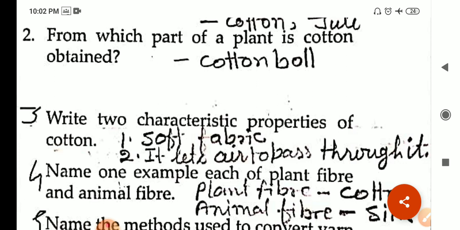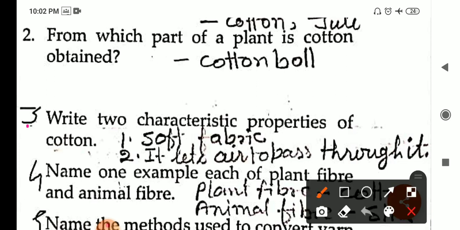One more characteristic you can add is that it absorbs sweat also, right? Okay, then it is good for the summer season because of two reasons. The first is it lets air pass through it, and the second is it absorbs the sweat, right? But here you have to give only two characteristics, so you can add two: soft fabric, and second, it is the breathing fabric, or it lets air pass through it. Next question.